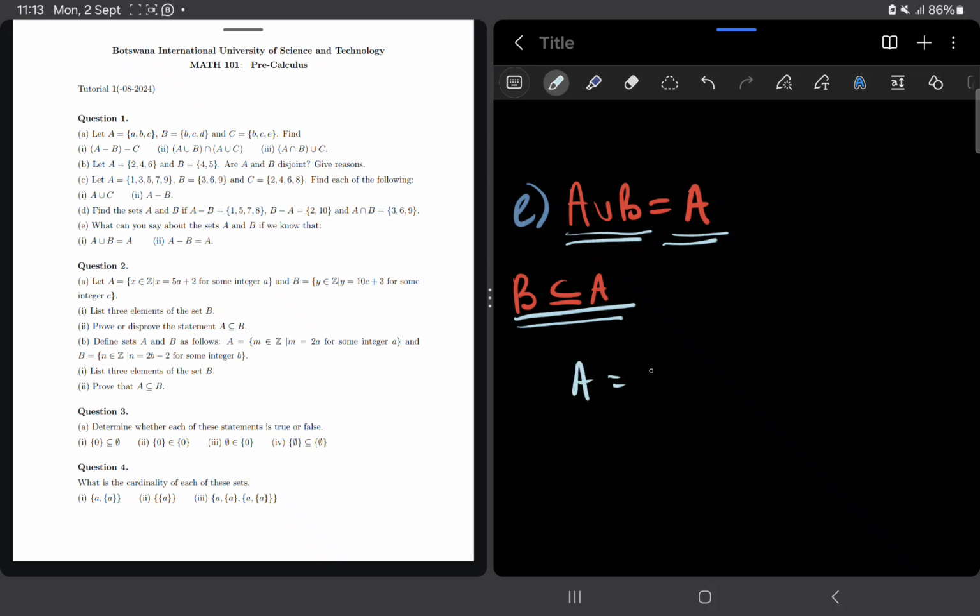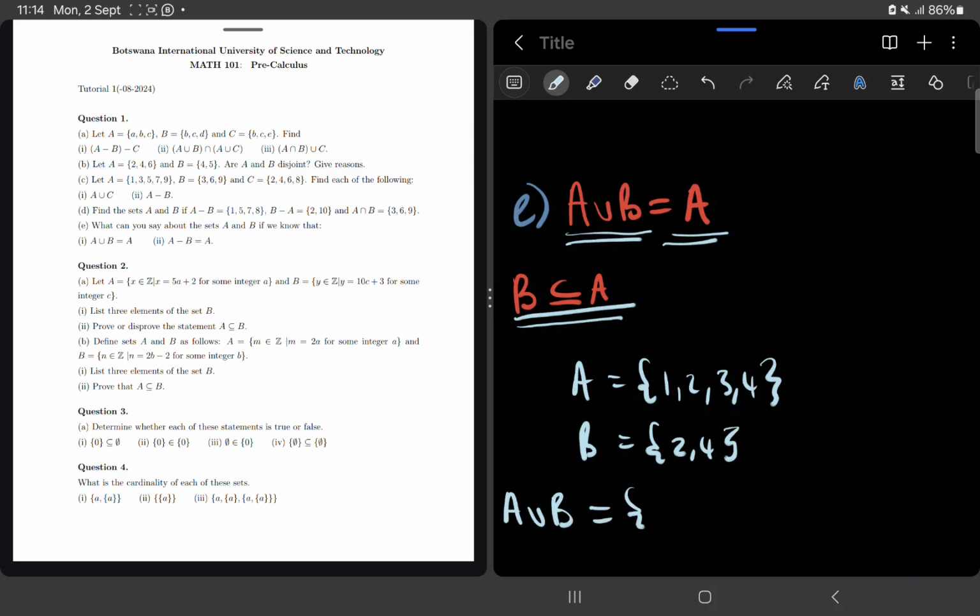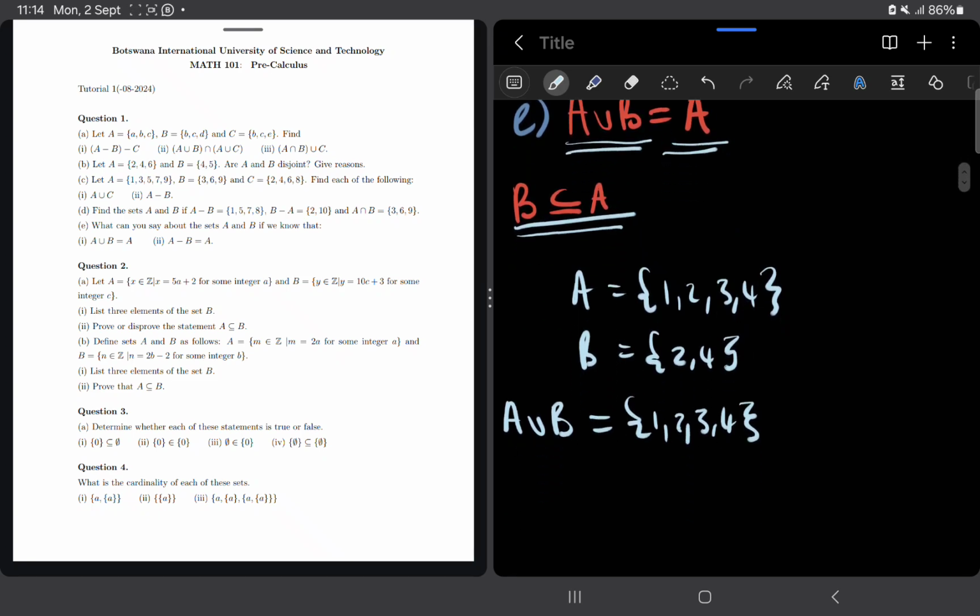Like if we had A being 1, 2, 3, and 4, and if we had B being equal to 2 and 4, if we now say what is A union B, it will still be 1, 2, 3, and 4. Because 1 is in A, 2 is in both, we still put it, 3 is in A, we put it, 4 is in both, we put it. We'll still get A union B is just A. So because B in this case was a subset of A, because everything in B, this 2 and 4, was also in A. So that's what it means.